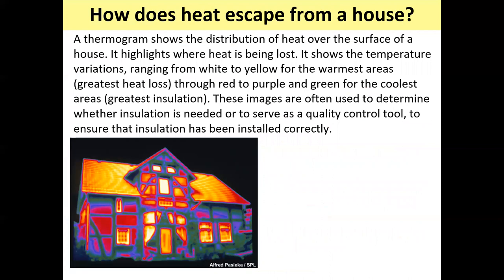So, how does heat escape from your house? Well, the thermogram shows the distribution of heat over the surface of a house. It highlights where heat is being lost. It shows the temperature variations ranging from white to yellow for the warmest areas where you've got the greatest heat loss, through red to purple and green for the coolest areas where you've got the greatest insulation.